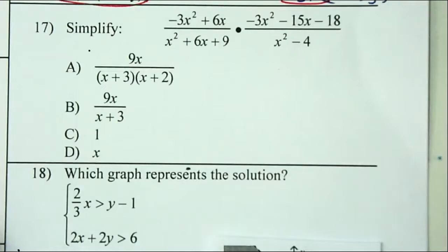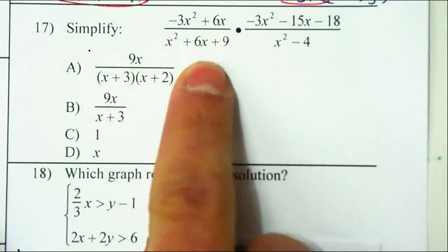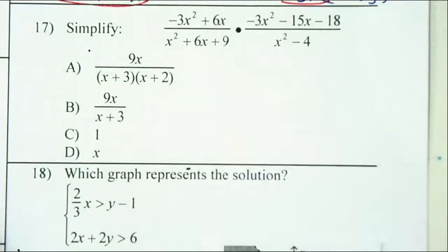On problem number 17, we have a multiplication. Remember, whenever we have a multiplication, we just need to factor each one of them and cancel, cancel, cancel, cancel. Factor, factor, factor, factor, cancel, cancel, cancel, cancel. So what can I factor from the first one?